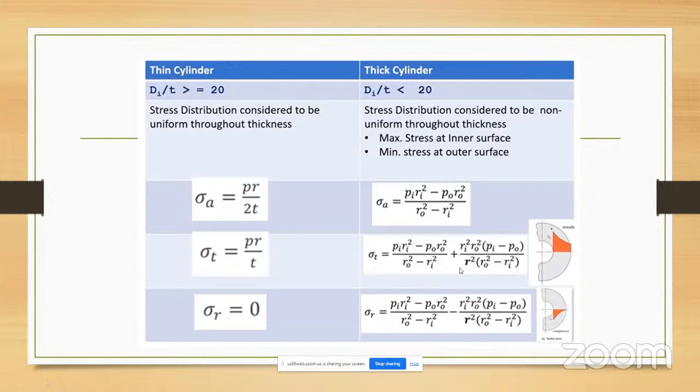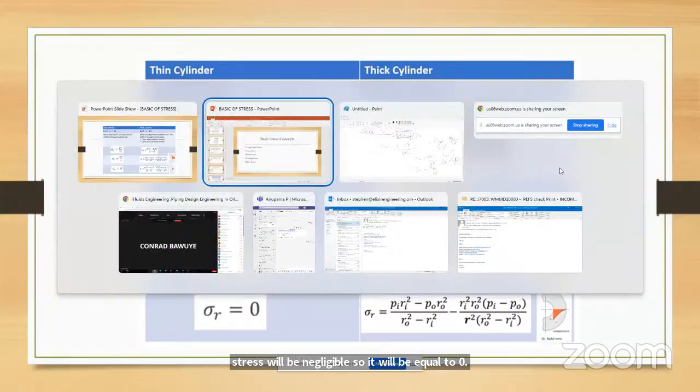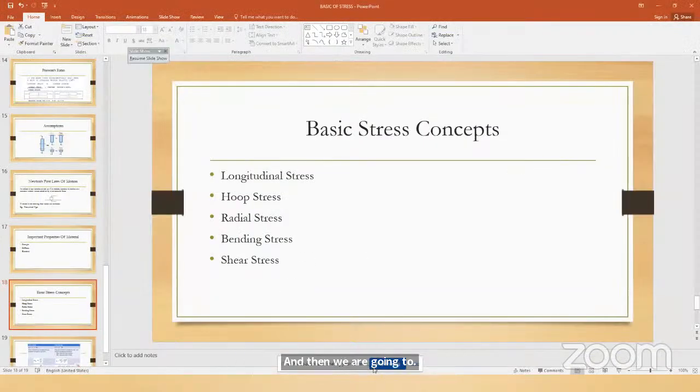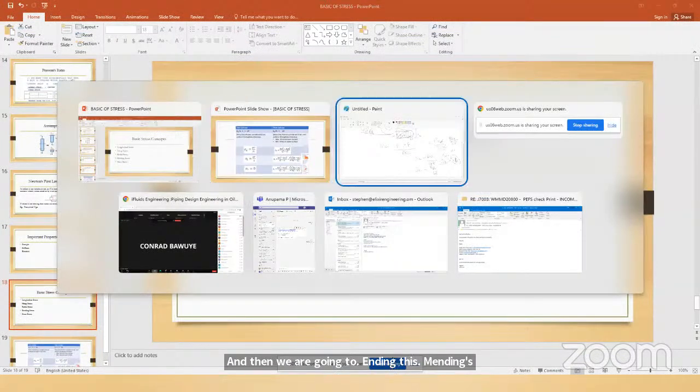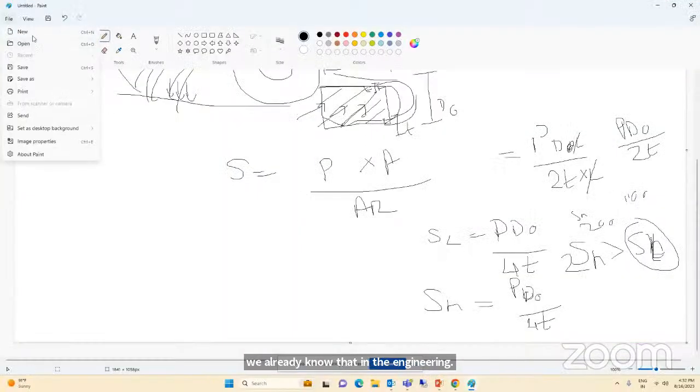For example, a thick cylinder and all, it will come later. It will be that big subject. So I am just mentioning it here. So sigma T is the hoop stress, PR divided by T. We did PD divided by 2T here, PD divided by 4T. Radial stress will be negligible, so it will be equal to 0. And then we are going to bending stress. Bending stress, we already know that formula from the engineering side.